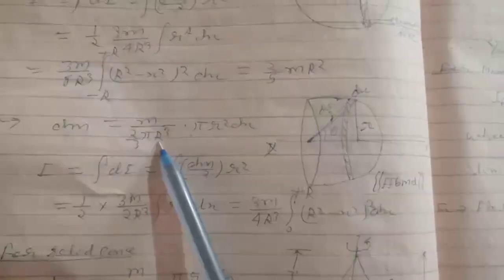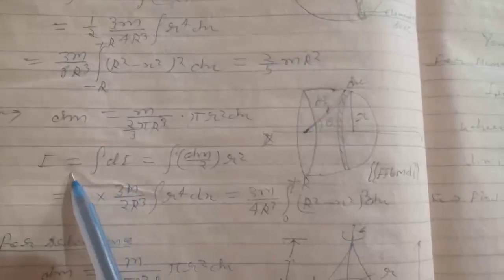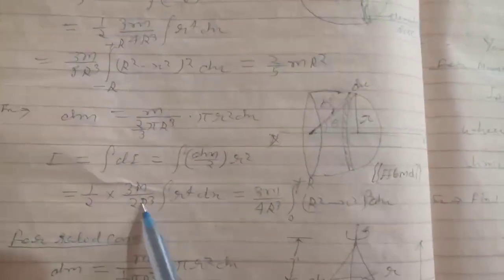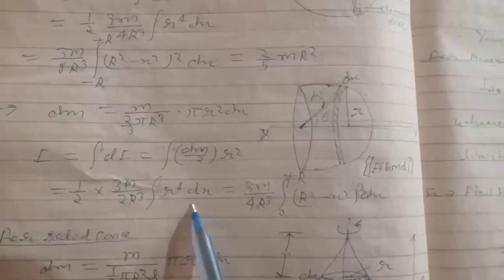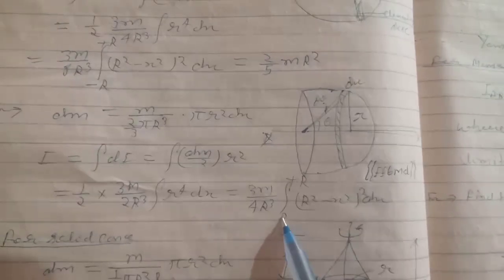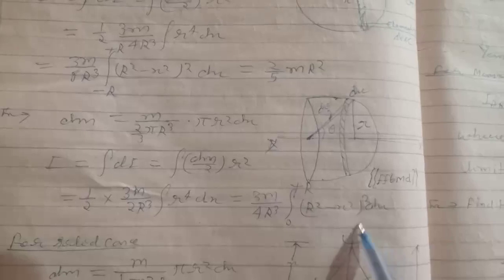Here dm equals m by 2 by 3 pi r cube into pi r square dx. So I equals integration di, dm, 1 by 2 dm into r square, 1 by 2 into 3m by 2 r cube into integration of r to the power 4 dx, 3m by 4 r cube from 0 to plus r, (r square minus x square) whole square dx.